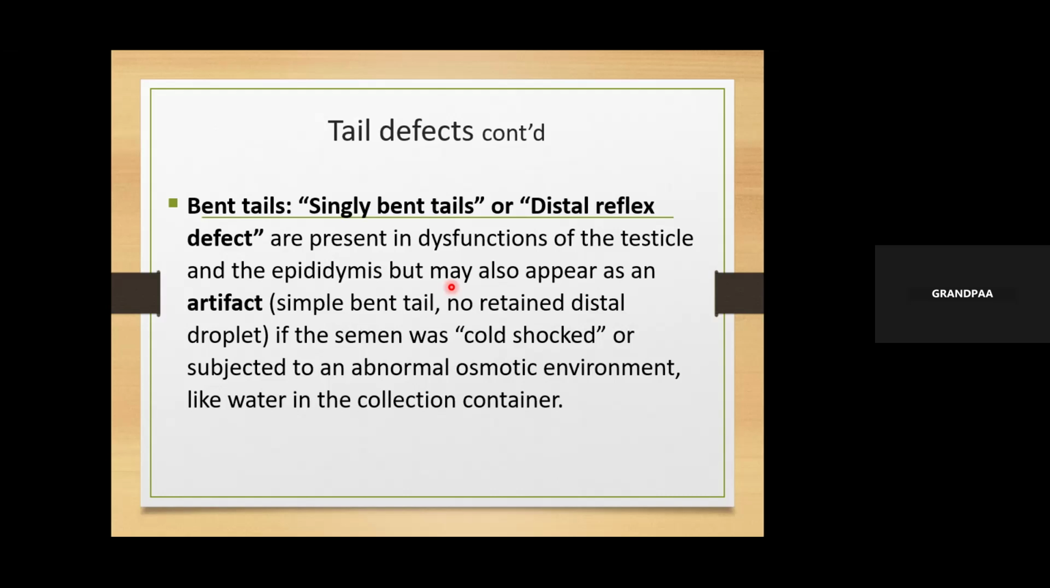Okay. There could be a malfunction of the testicles, especially as a result of all the factors that we mentioned that could affect spermatogenesis. It can also be an artifact, and this is where you're talking about cold shock. Cold shock can occur with any living cell, and I was talking about bacteria.